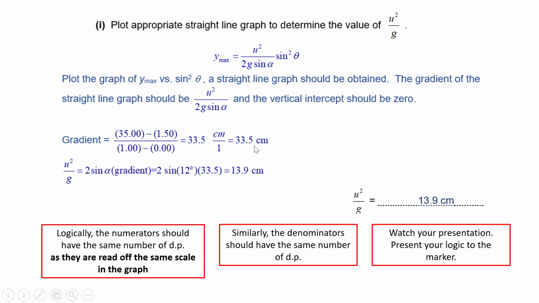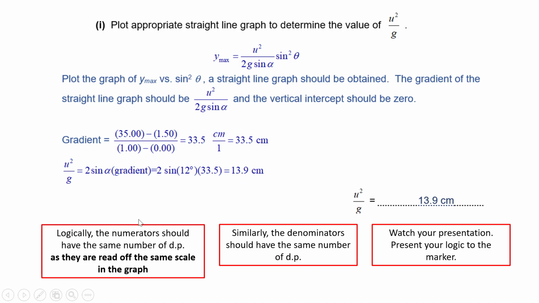There are no units for gradient mathematically. However, because my gradient has a physical significance, and I'm going to use my gradient later to compute u squared over g, and I didn't work in SI units, for good habits, usually if I'm not working in SI units, I will put in the unit for gradient. So this is a y max value, so the unit is cm, and this is a sine squared theta value, so there are no units for this. So my gradient has a unit of cm, and this will help me later when I'm computing my u squared over g to find the units for u squared over g.